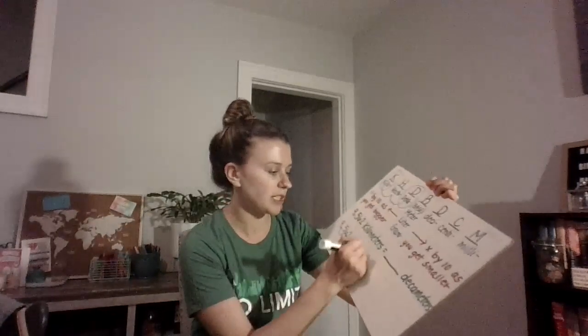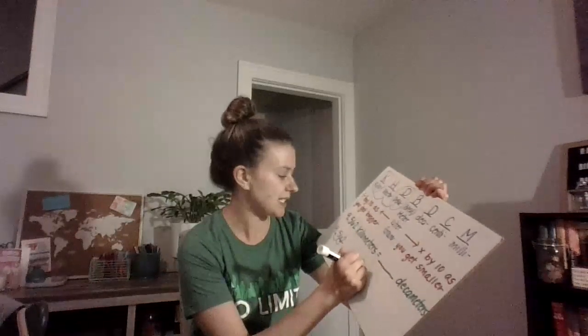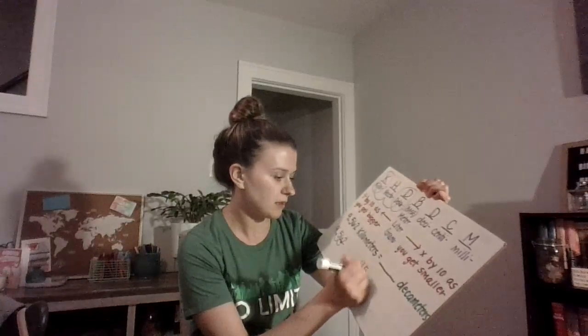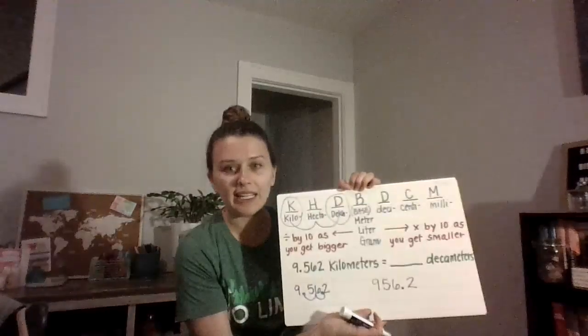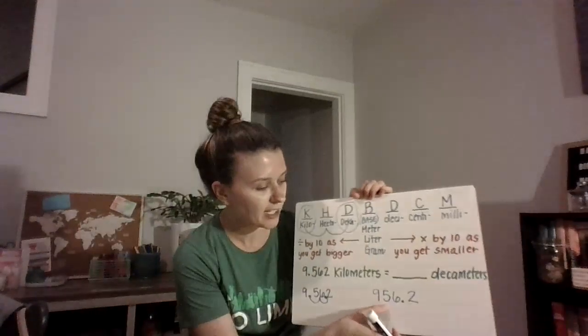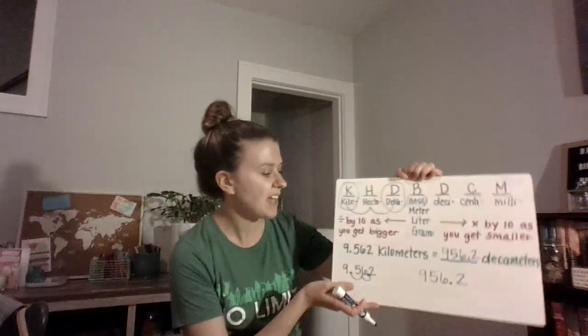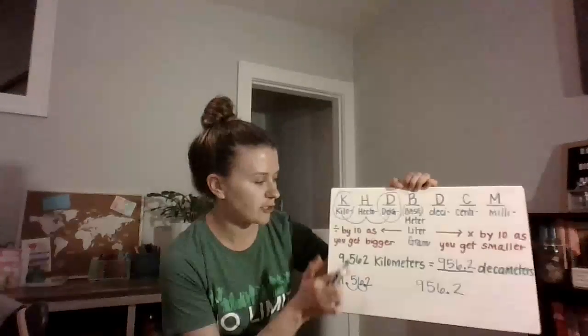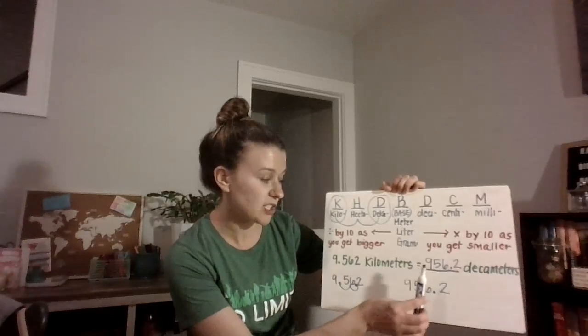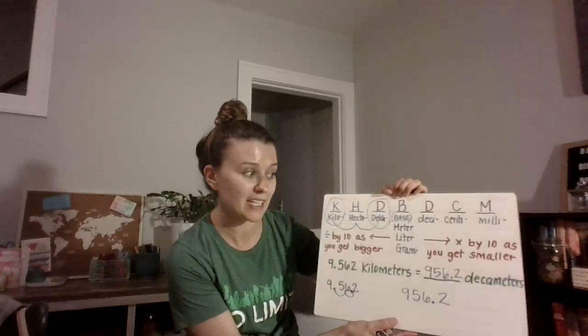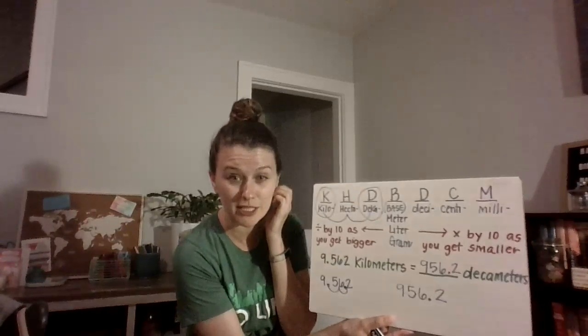And I'm going to rewrite my number so it's very easy to see where that decimal point is now. And I can see that now I have 956 and 2 tenths. So 9 and 562 thousandths kilometers is equal to 956 and 2 tenths decameters.